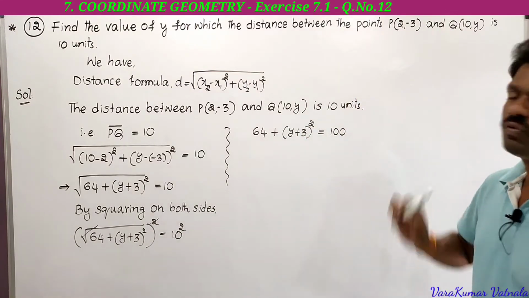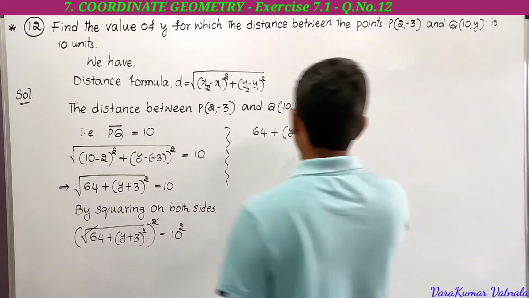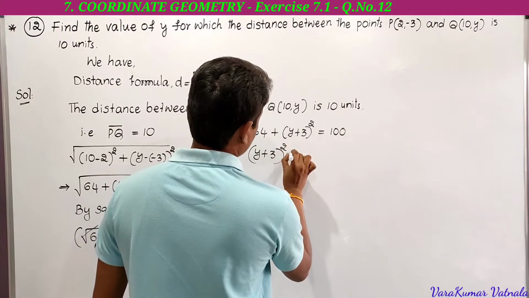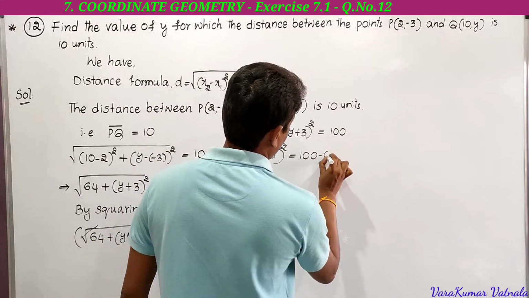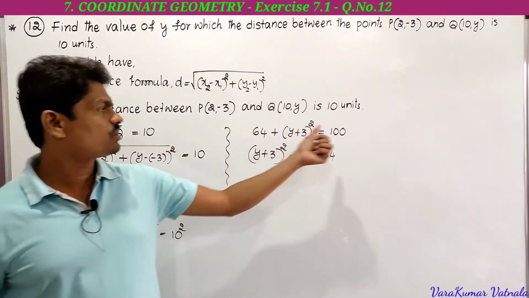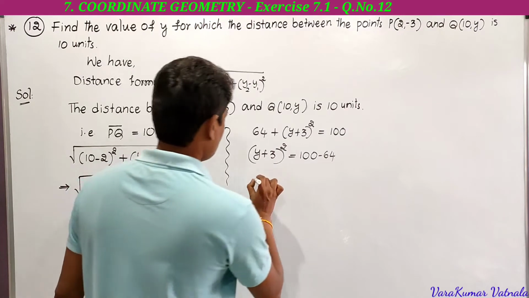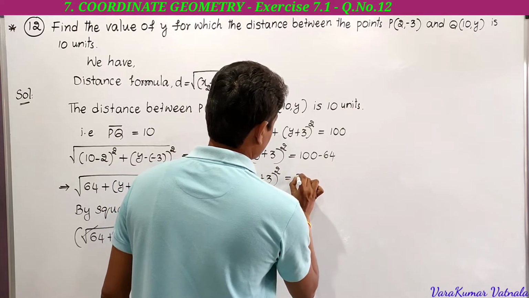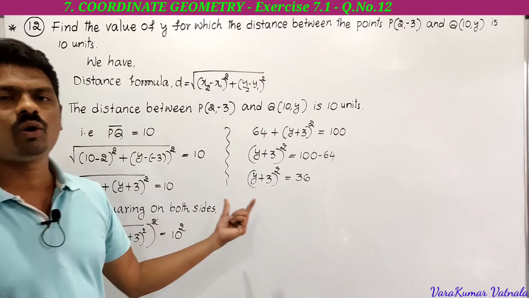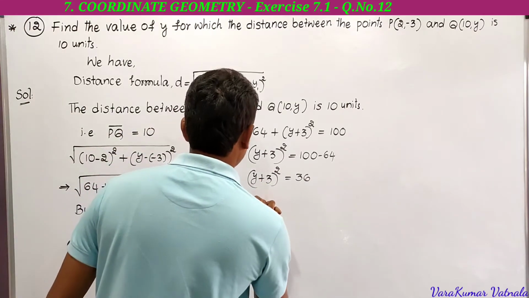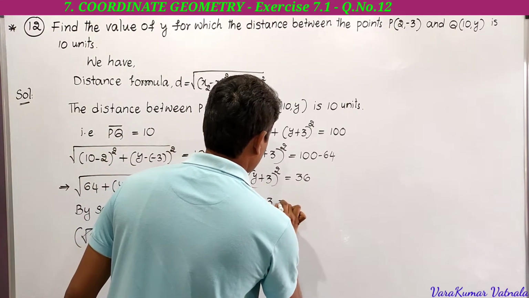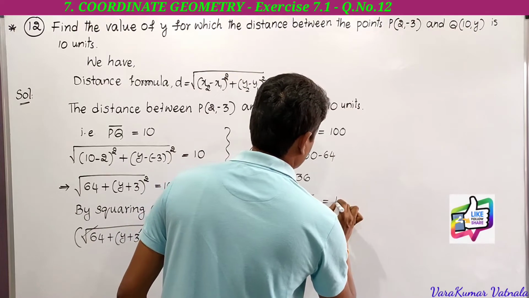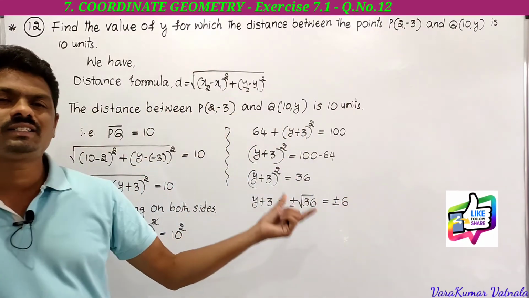So now take plus 64 to the right side, it becomes minus 64. So (y + 3) whole square is there on the left hand side, and on the right it is 100 minus 64, which is 36. So y + 3 whole square is equal to 36. Now by applying square root on both sides, on the left hand side we get only y + 3 is equal to plus or minus square root of 36. Square root 36 is 6.